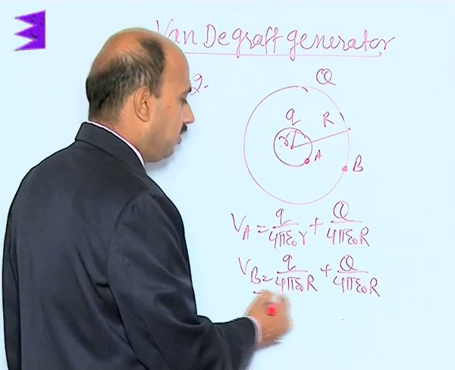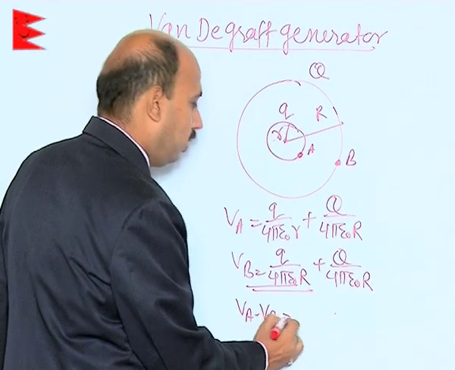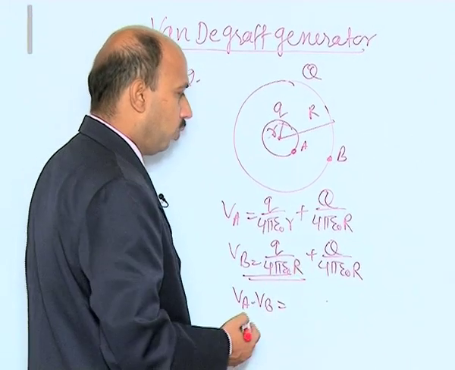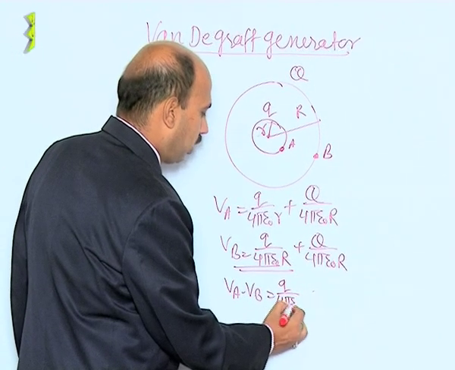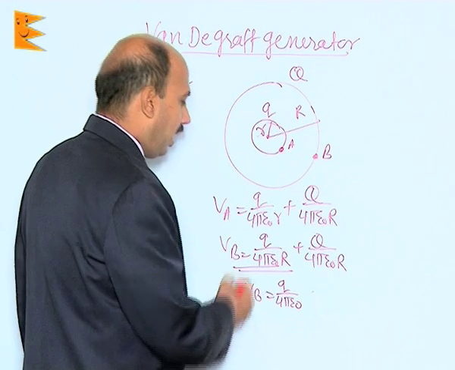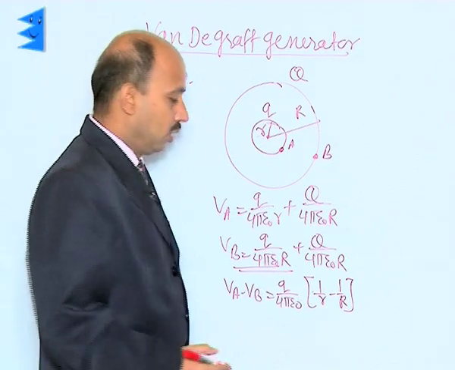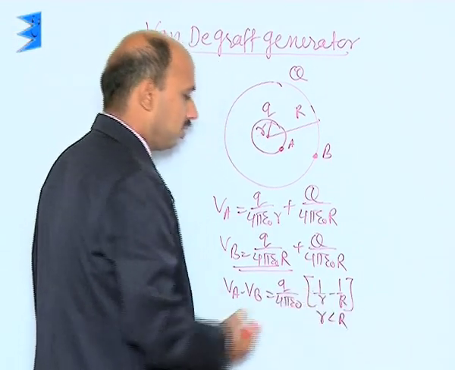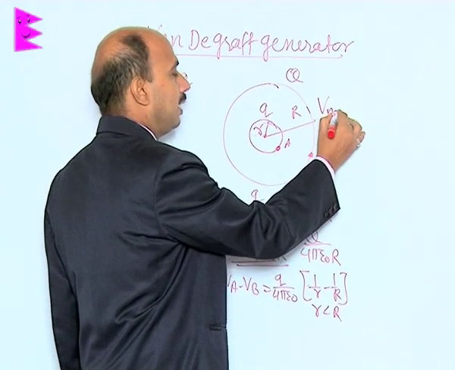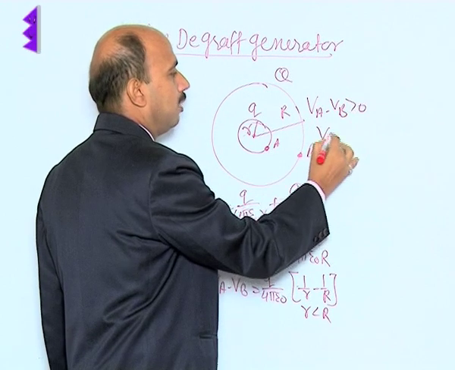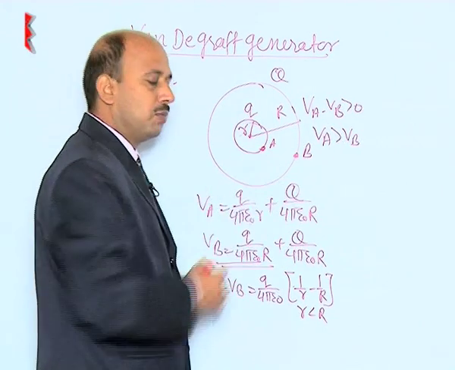Now, see here in this case, if you solve it, you will be getting V A minus V B is equal to, if you subtract these two, q upon 4 pi epsilon naught is common outside, and we will be getting here 1 upon r minus 1 upon R. We know r is less than R and q is positive. Therefore, we can write V A minus V B is greater than 0, that means V A is greater than V B. It means potential at A is greater than the potential at B.